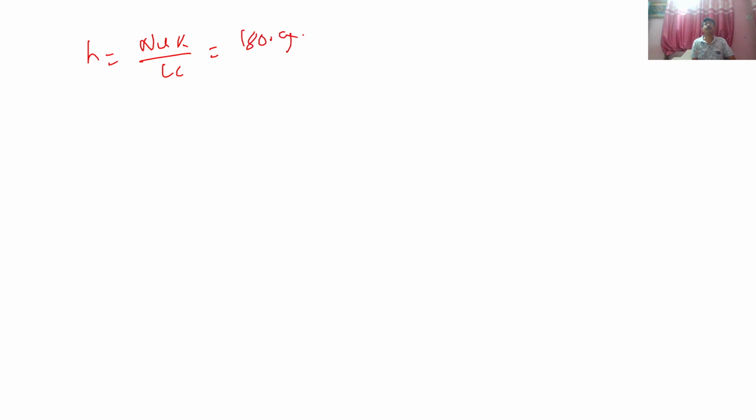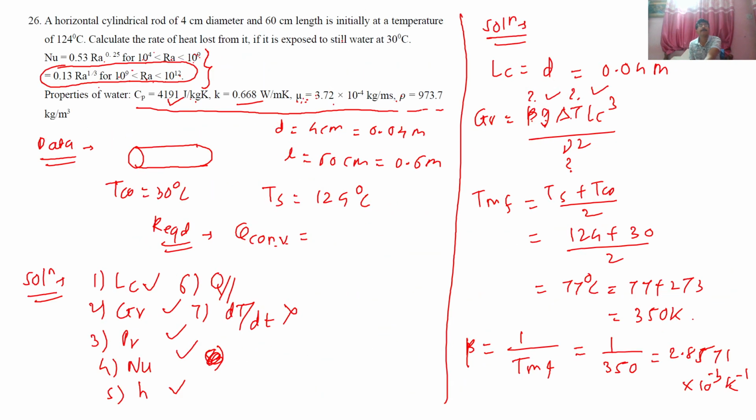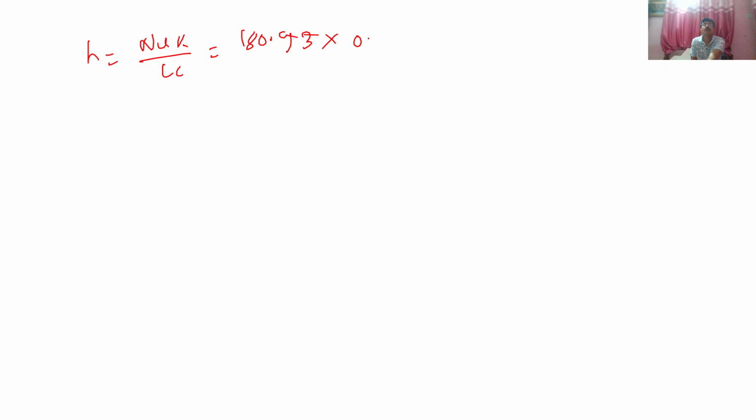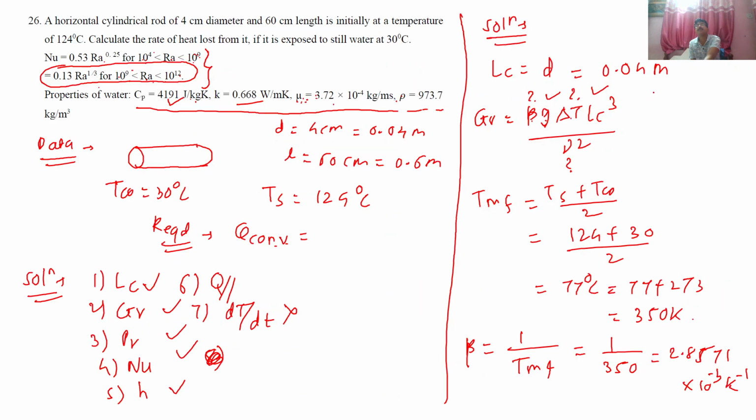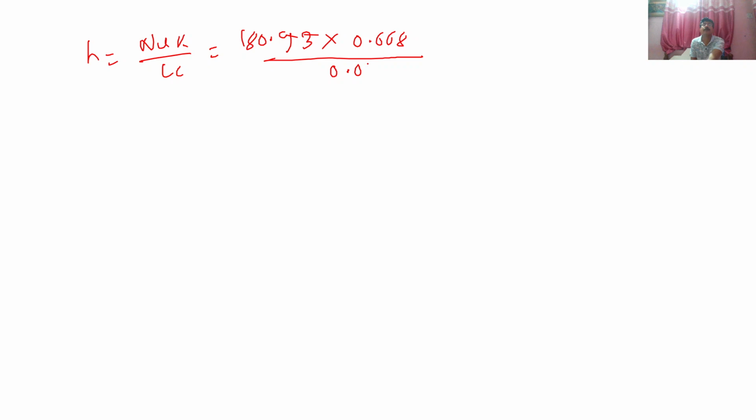180.93. Just 1 minute. Into what is K? K is given here in the property table as 0.668. 0.668 divided by LC. How much? You have determined LC as 0.04. So the value of H comes out around 3021.61 watt per meter square Kelvin. Okay, that is the value of H.